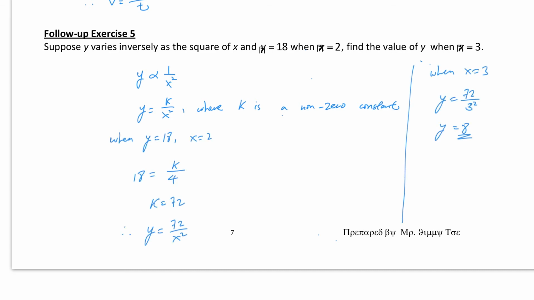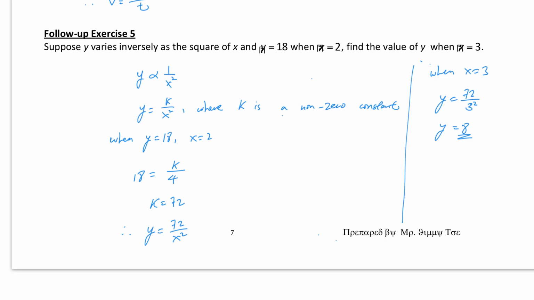Okay, you may check your solutions. y is directly proportional to 1 over x squared because y varies inversely as the square of x. Remember, there is one common mistake. Some of you read the questions carelessly so that you write down square root of x. Remember, this is the square of x. And then you can set the equation y is equal to k over x squared.